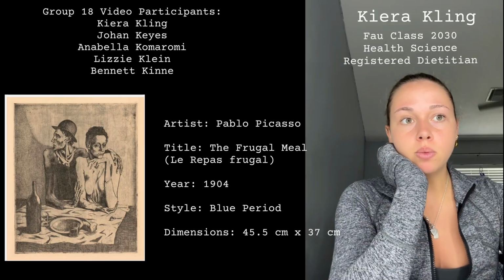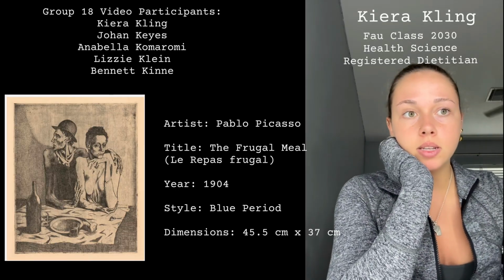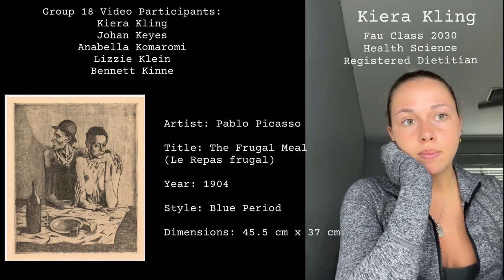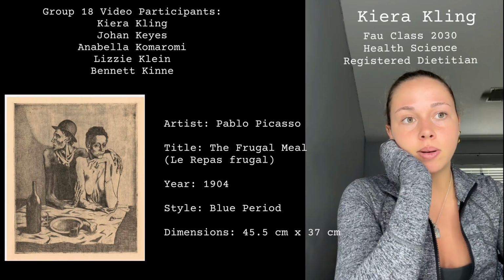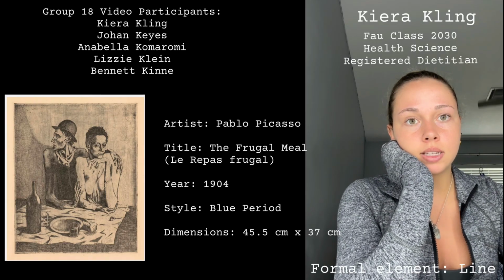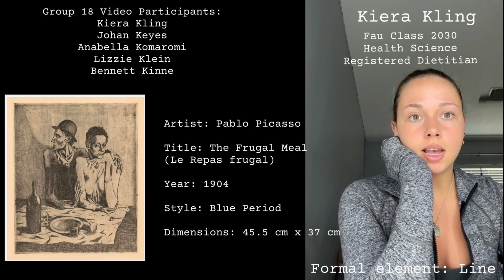The Frugal Meal was created by Pablo Picasso in 1904 during his Blue Period, a time in his career where he focused on using a cool palette to depict figures in society, measuring about 45.5 by 37 centimeters. I believe the most important element in this piece is line work, as it changes the whole idea of the picture. Picasso uses a lot of thin and rough lines that add texture.